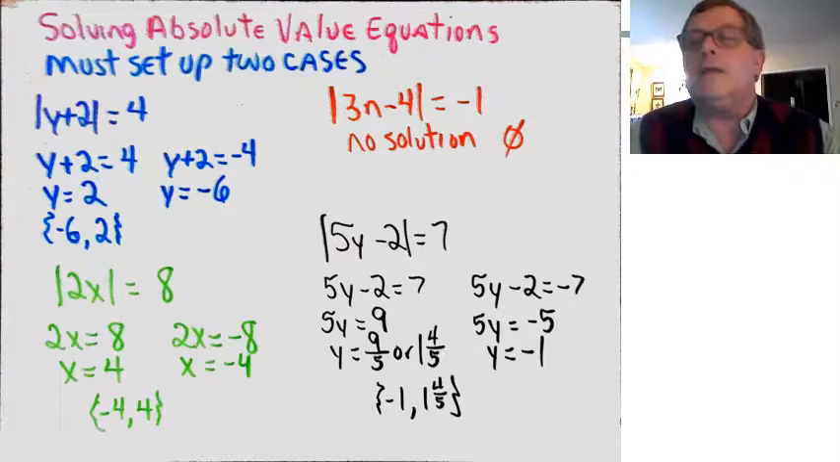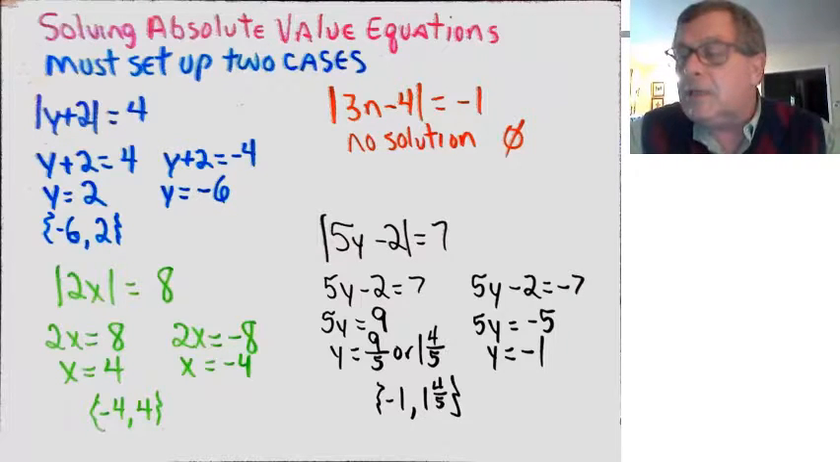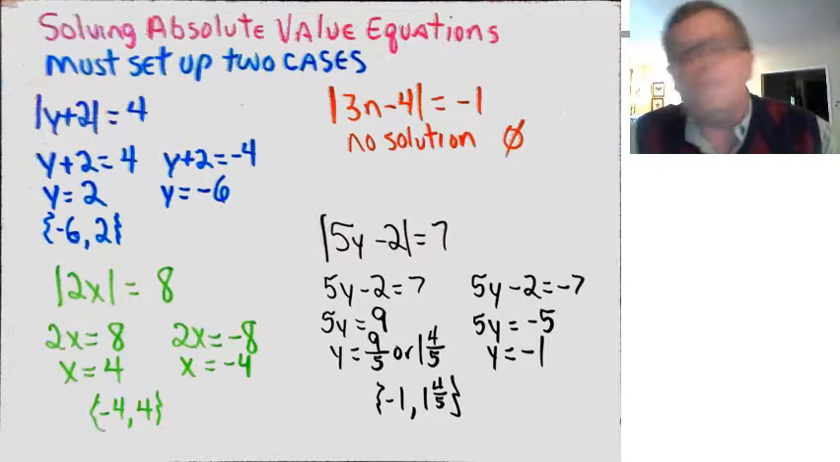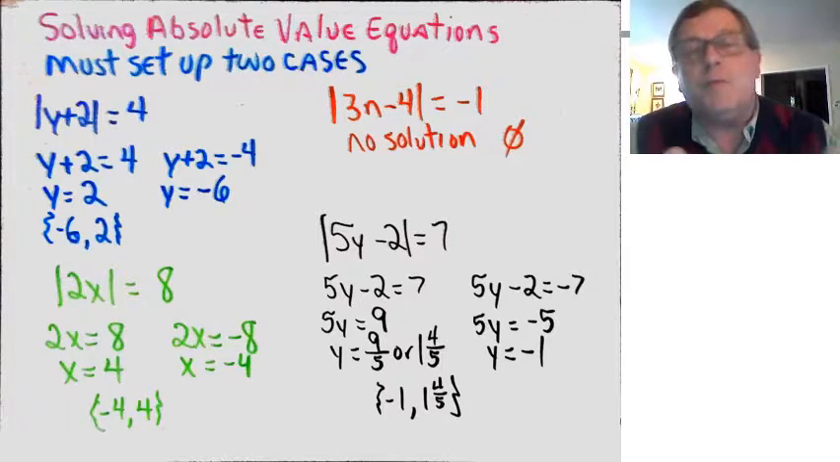Okay, well, we looked at evaluating absolute value expressions, and now we're going to look at solving absolute value equations. There's a difference in what we have to consider when we solve them. The biggest difference is that we've got to set up two cases, because remember, whatever's inside the absolute value symbols can be a positive or a negative number. It's only when it comes outside that it has to be a positive number. So we set up two cases.